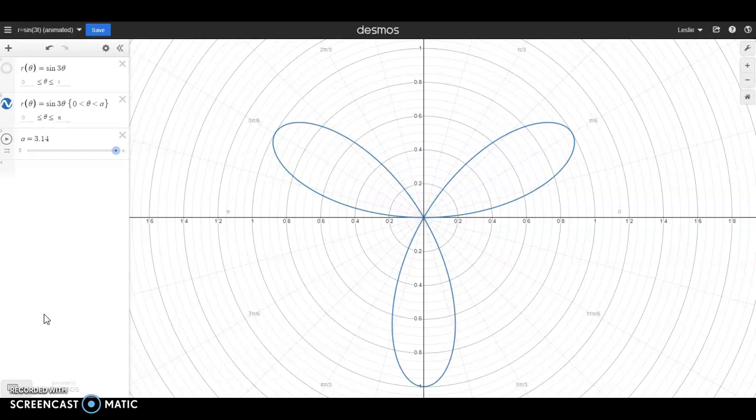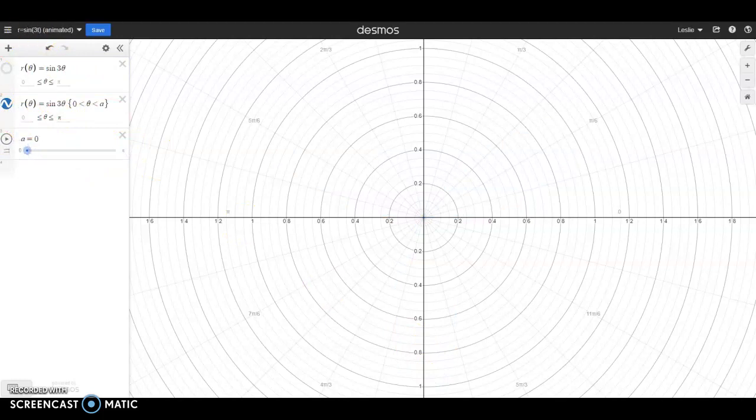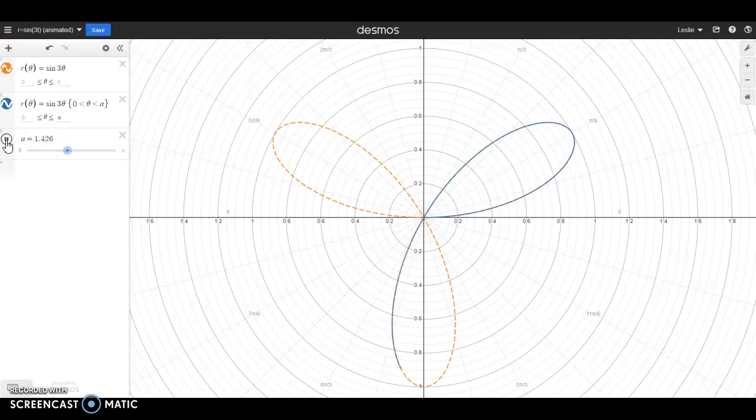I hope it's obvious. The other thing that I'll notice about this graph is that because it's a sine, it's hugging the y-axis. Yes, there are other loops involved. In this case, the sine tells me that it's going to hug the y-axis. Let me back this up and animate it for you with a nice background of the full graph so you can see what's happening. This is the graph of r equals the sine of 3 theta.